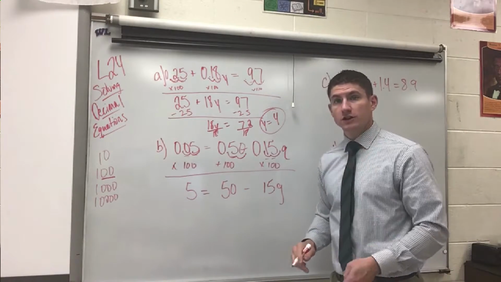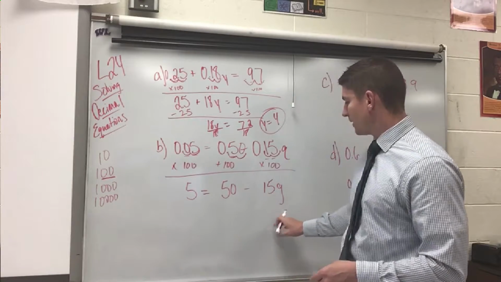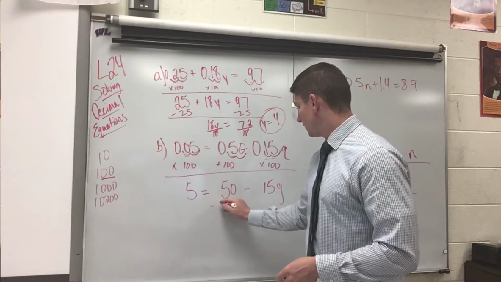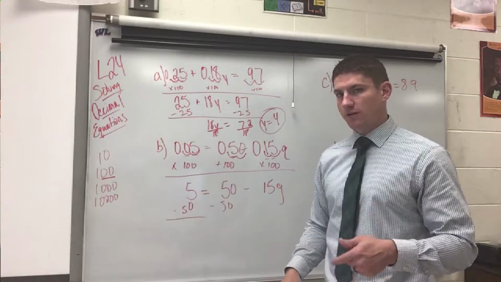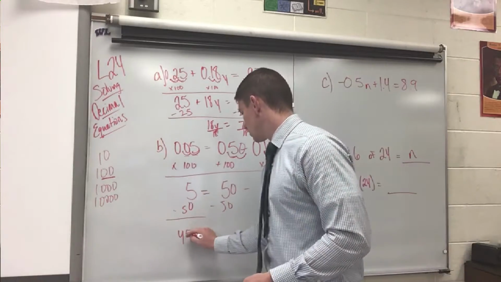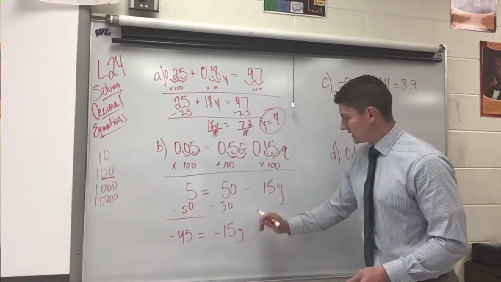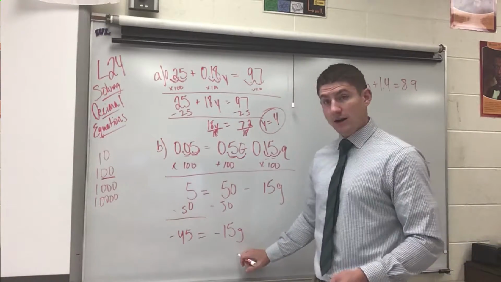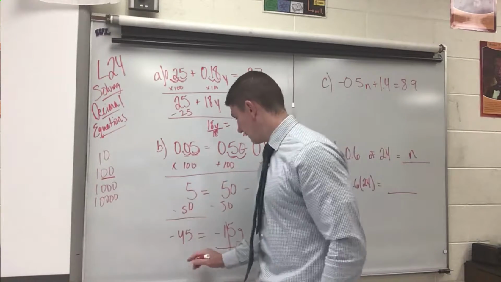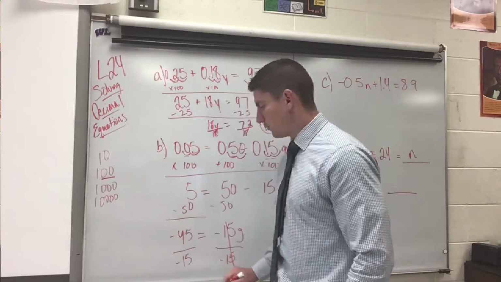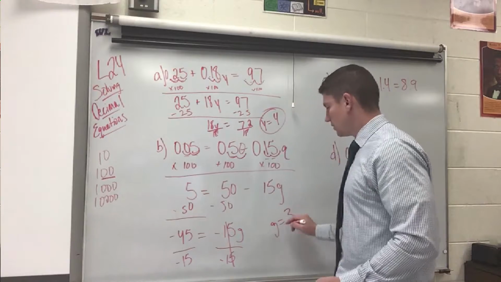Now I can go about solving this with my reverse order and inverse operations. I've got 50 minus 15g. I'm going to subtract 50 from this side, subtract 50 from this side. I get 5 minus 50, which is going to be negative 45. And I get negative 15g left for my second step. First step, second step. Here I'm going to divide. If I divide by negative 15 on this side, that'll cancel out. I divide by negative 15 on the other side. Negative 45 divided by negative 15. Two negatives makes a positive. In this case, g equals 3.